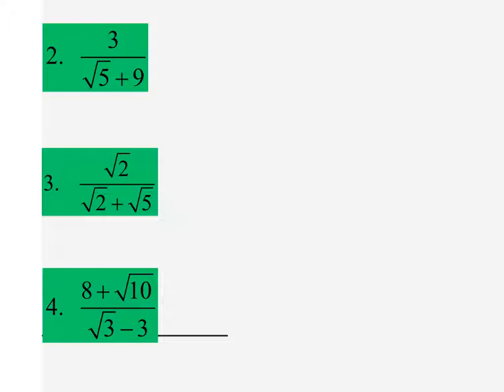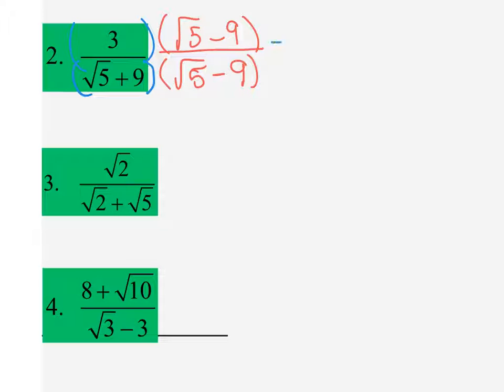The question is, do we need a conjugate here? Yes, we do. Why? Because there's a binomial in the denominator. So what is the conjugate going to be here? It's going to be the square root of 5, and it's plus 9, so we're going to make this one the conjugate, square root of 5 minus 9. Multiply the top and the bottom by the square root of 5 minus 9. So we're multiplying, so let's just go ahead and put parentheses around everything to show that we're multiplying.